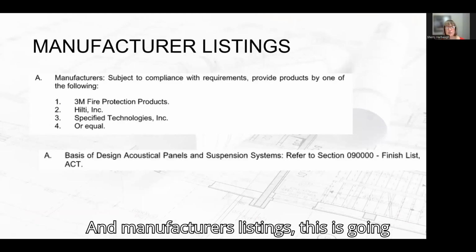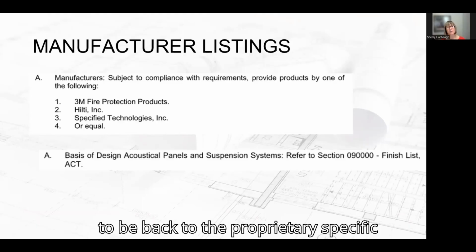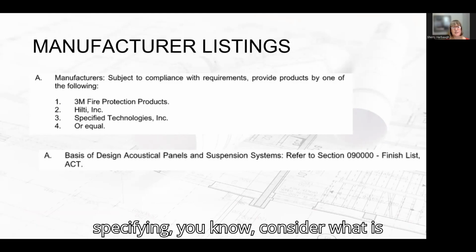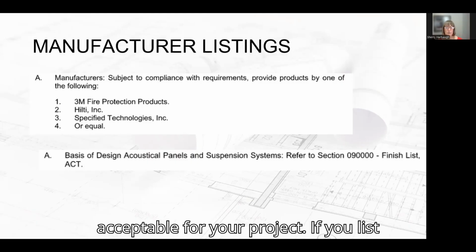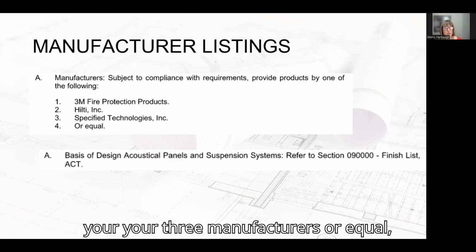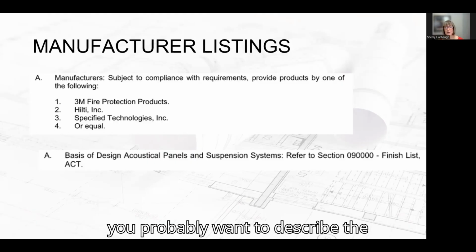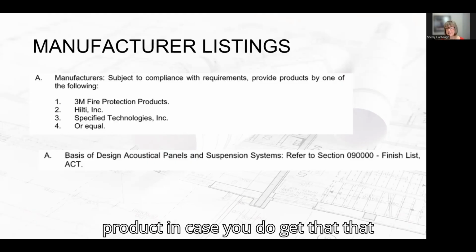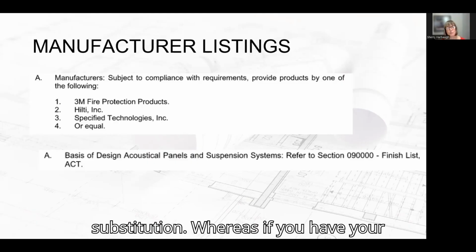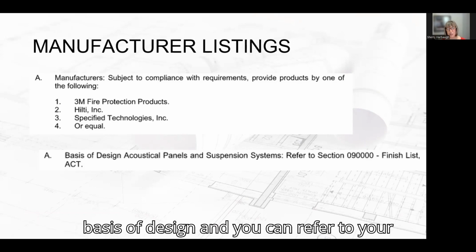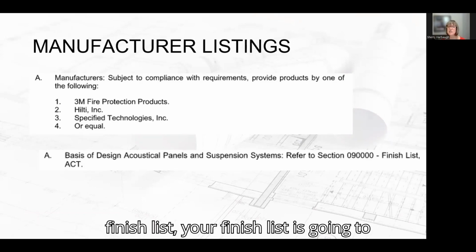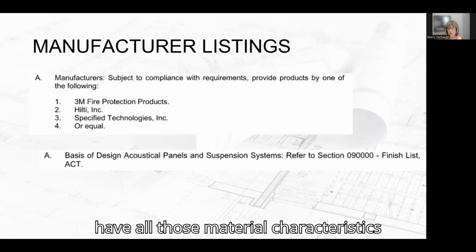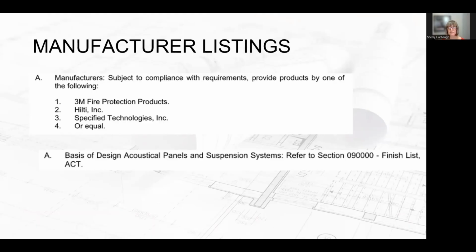And manufacturers listings, this is going to be back to the proprietary specifying. Consider what is acceptable for your project. If you list your three manufacturers as equal, you probably want to describe the properties you're looking for from the product in case you do get that substitution. Whereas if you have your basis of design, you can refer to your finish list, which is going to have all those material characteristics included.